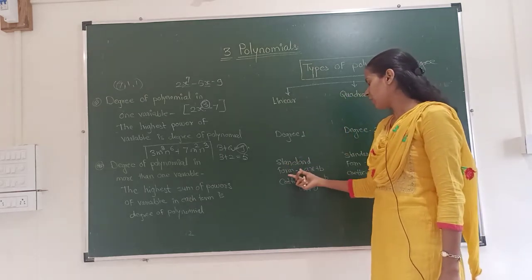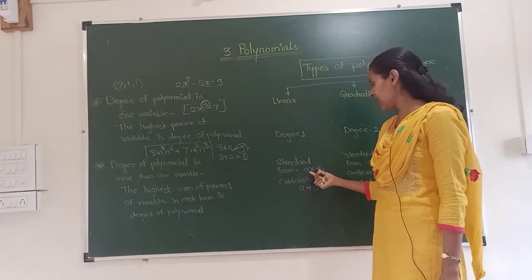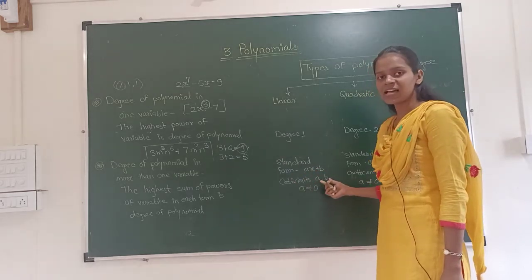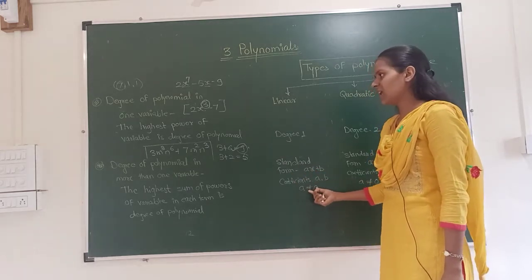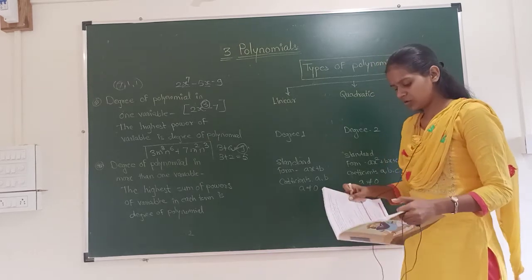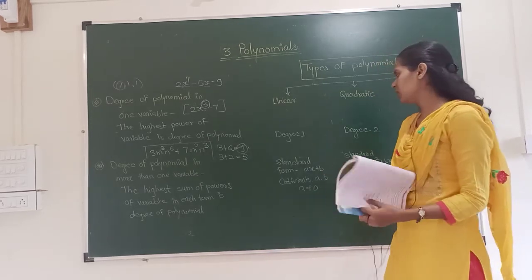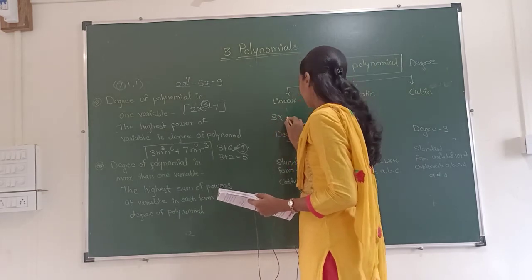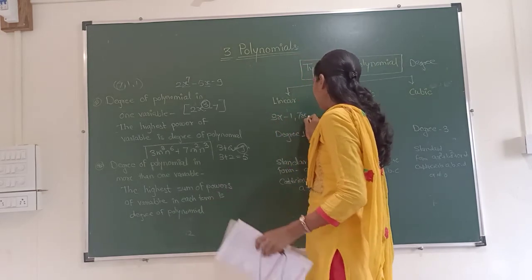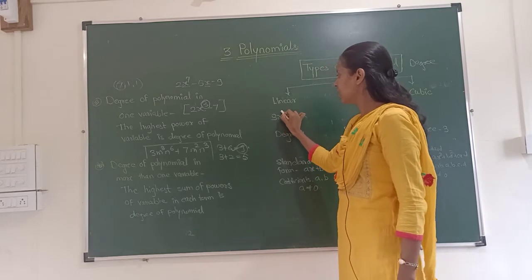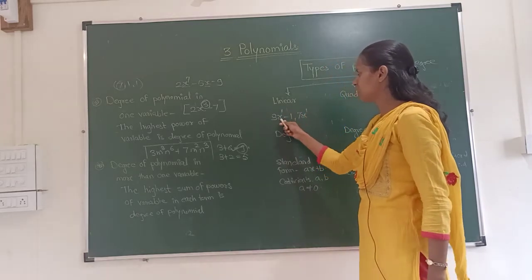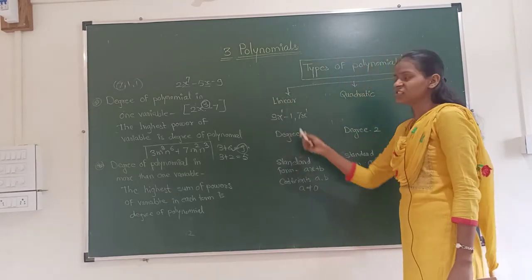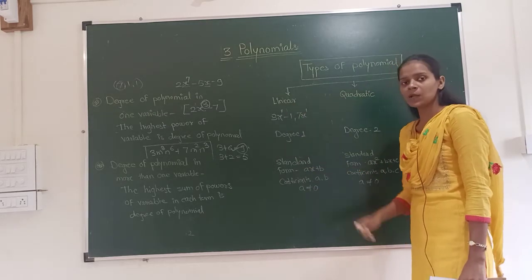The standard form of linear polynomial is ax plus b and coefficients are a and b, whereas a cannot be equal to 0. We will see the example for this. Examples are 3x minus 1, 7x. You can tell me the degree of this is 1. So degree is 1, therefore such type of polynomial is called a linear polynomial.